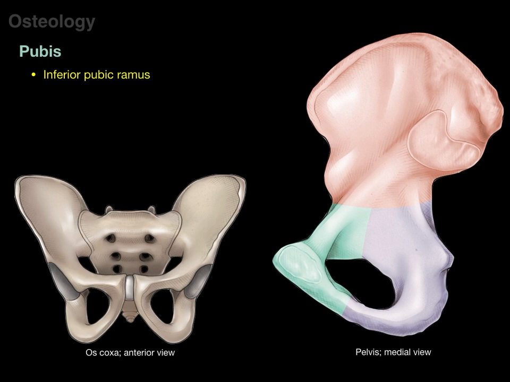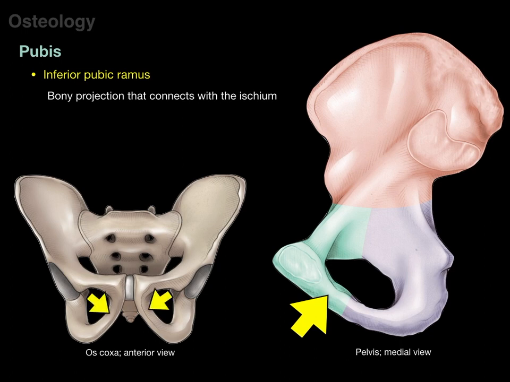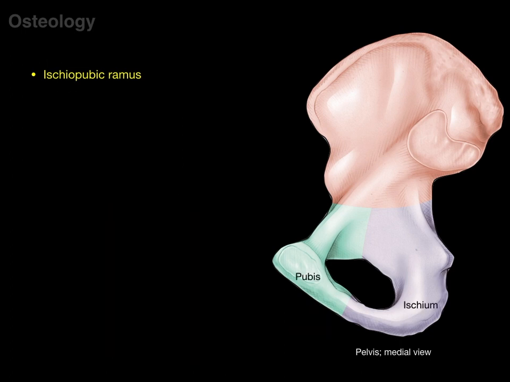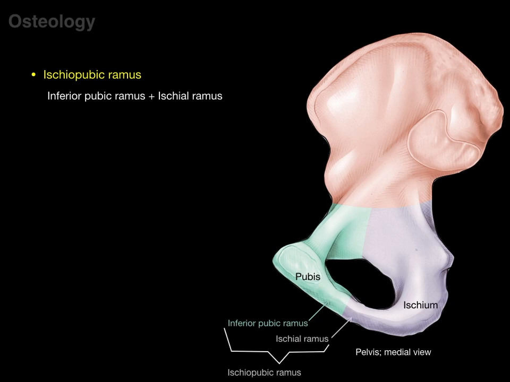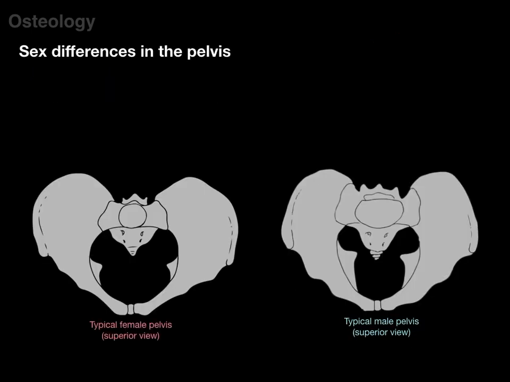And then our inferior pubic ramus. It's a bony projection that connects with the ischium. There's our inferior pubic ramus. So now the ischiopubic ramus is the inferior pubic ramus plus the ischial ramus. So there's our inferior pubic ramus and our ischial ramus, and together they make the ischiopubic, or sometimes known as the conjoint ramus.